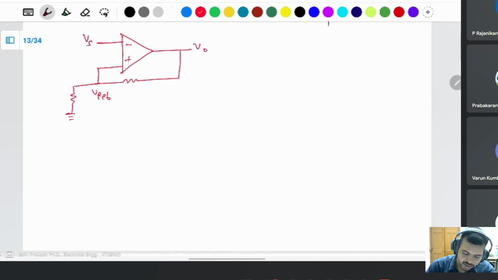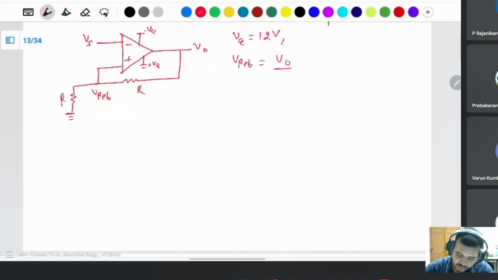This is the Vs coming from the other. This is the minus VCC. This is the upper plus VCC. VCC in the question is given as 12 volt. Then what is the V reference? We calculated V reference is V output times R divided by R plus R, so half of it. It will be 12 by 2, 6 volt.